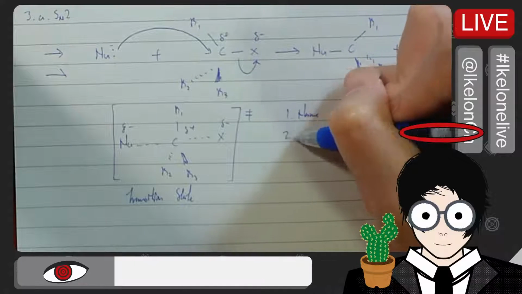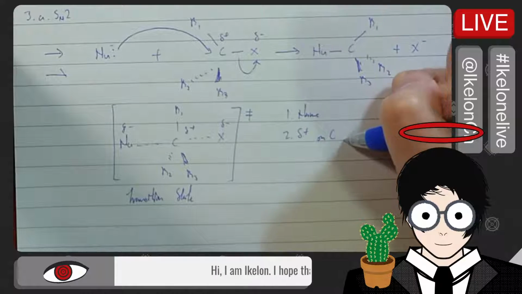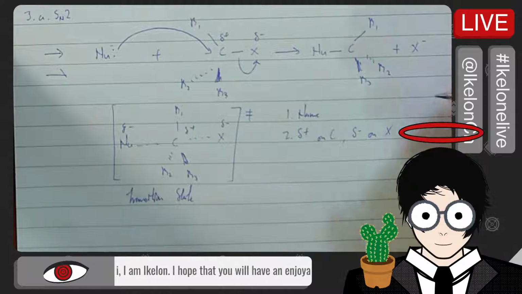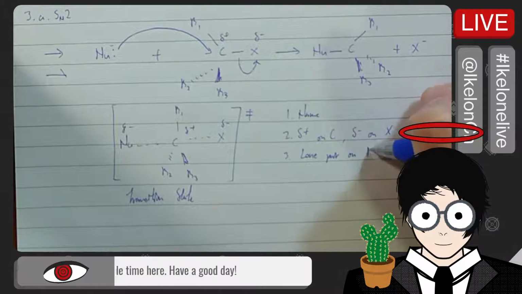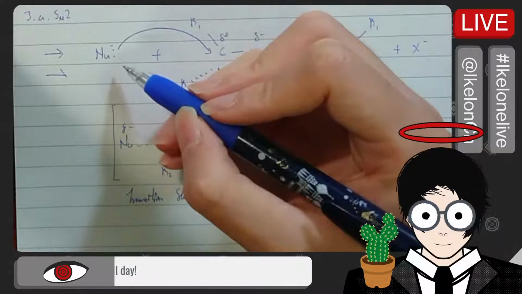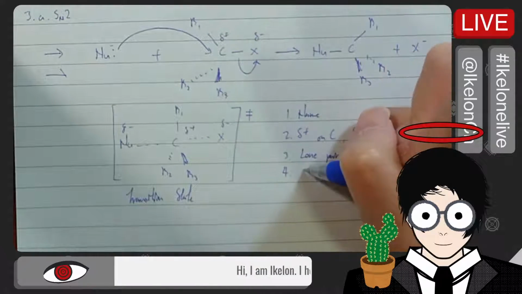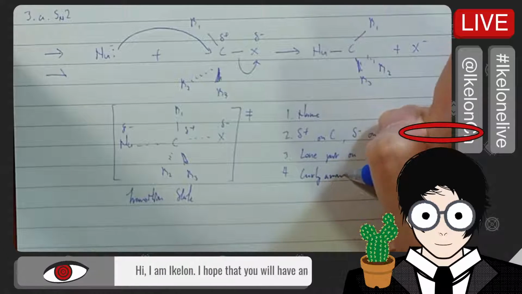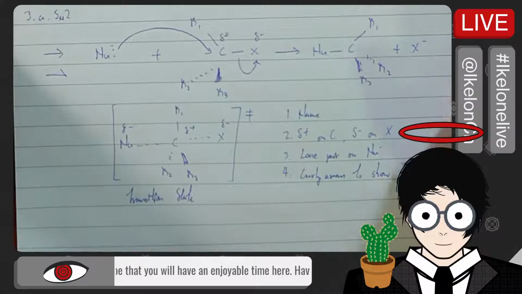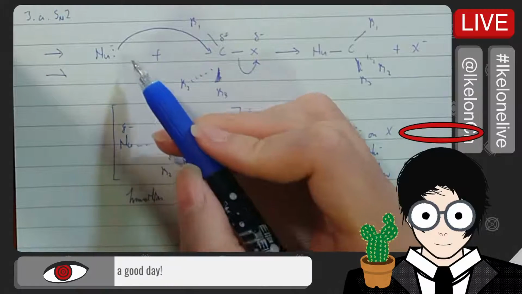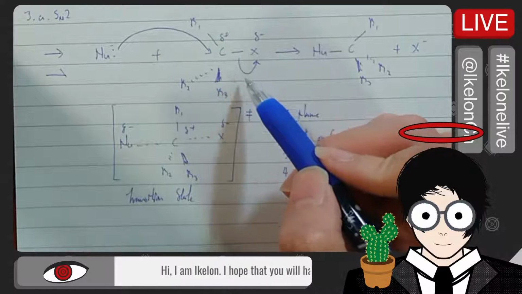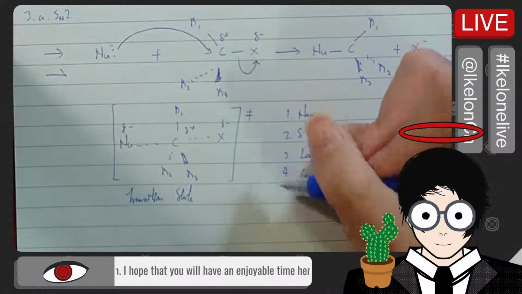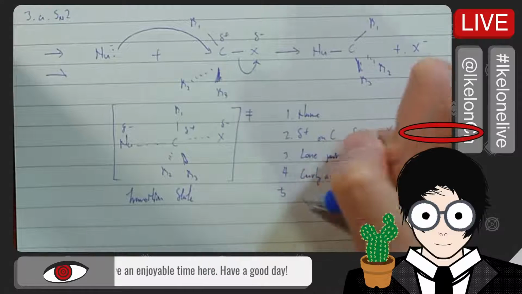You need to show the delta plus on the carbon atom, the delta minus on the halogen atom. You need to show the lone pair of electrons on the nucleophile, which are these two dots right here. And then you need to show curly arrows to show the flow of electrons from nucleophile to carbon, from the CX single bond to halogen. And then lastly, the inverted product.